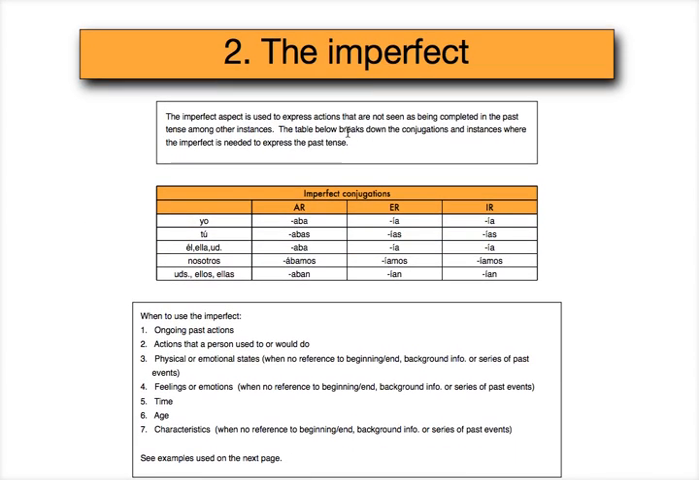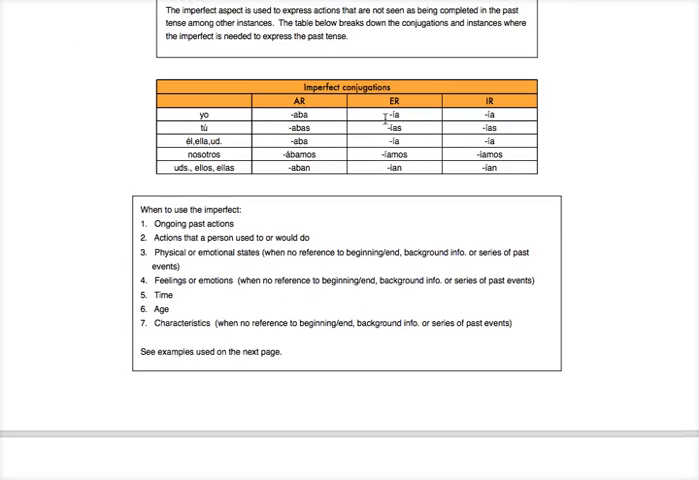Right, then we get into the imperfect. And we learned that the imperfect is used to express actions that are not seen as being completed in the past. Then there were some specific rules to watch out for.